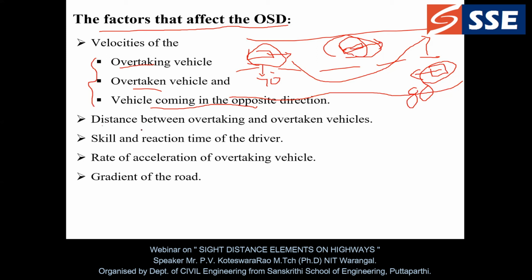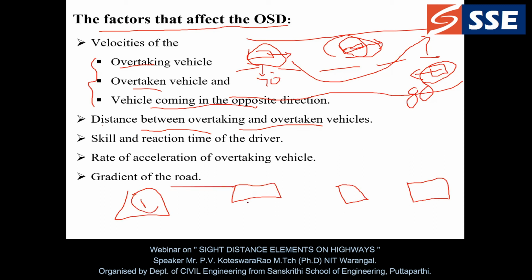Next one is the distance between the overtaking and overtaken vehicles. Please observe, where I need to start the overtaking process. For example, this is the first, and let us assume this is 2, and this is 3. Can anyone say from which point I can start my overtaking process: 1, 2 or 3?